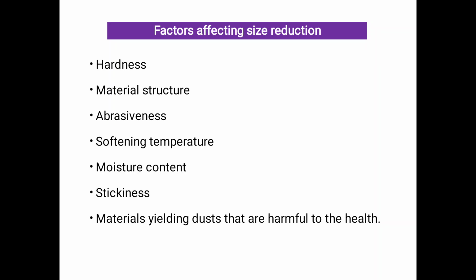Factors affecting size reduction. When we need to reduce the size, the factors are hardness, material structure, abrasiveness, softening temperature, moisture content, stickiness, and materials yielding dust that is harmful to health. When a material is too hard, it is difficult to reduce the size. Material structure and abrasiveness: soft materials are also difficult to break. Softening temperature and moisture content: the higher the moisture content, the more challenging it is, meaning particle size reduction is difficult in that condition.